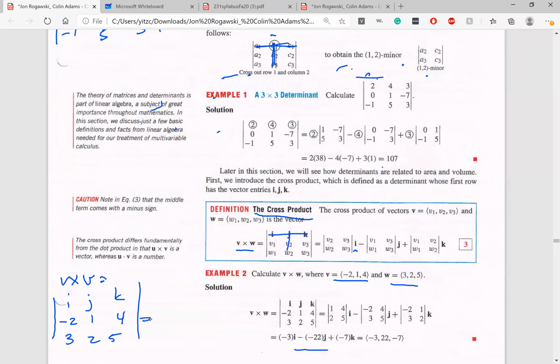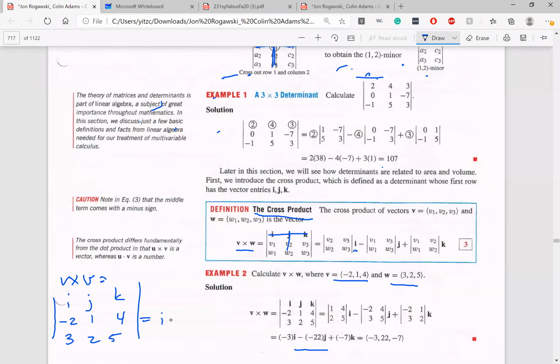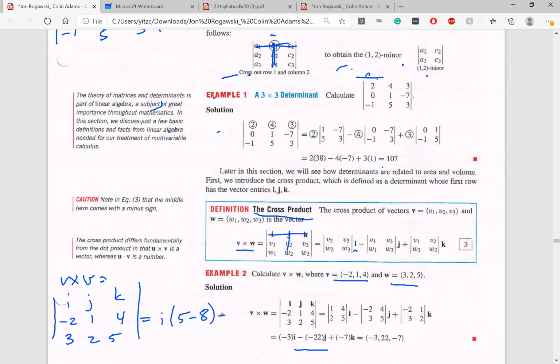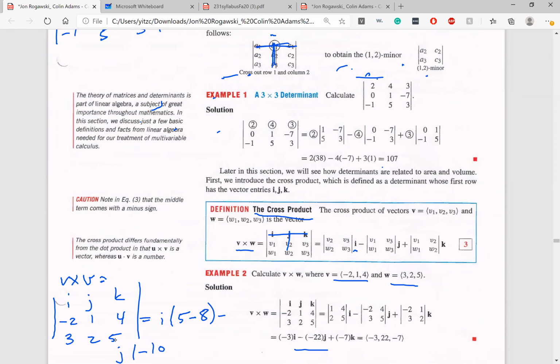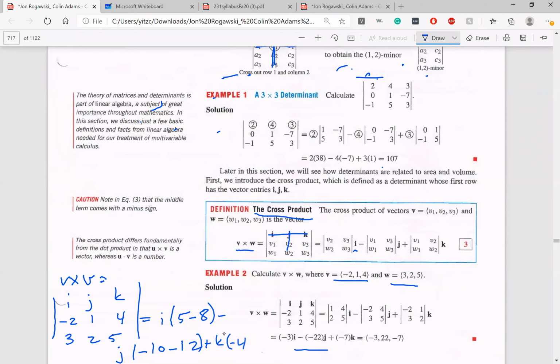And then this is going to be I times 1 times 5 minus 2 times 4. So that's 8. Minus J times negative 10, right? Negative 10 minus, sorry, 1 second, 12. Plus K, so that's K, times negative 4 minus 3.